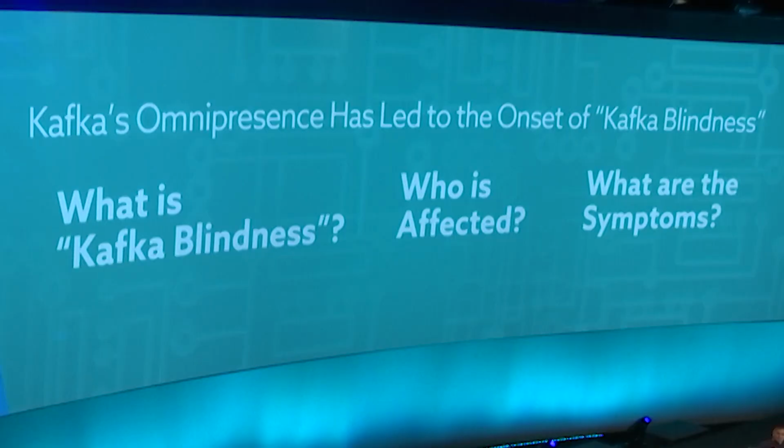But the common pattern that you see is Kafka is everywhere. Right? It starts at the edge producing data to the IoT ingress gateways, to the data movement, and all the way to the streaming analytics. Right? And what we're seeing is this omnipresence of Kafka. Kafka being everywhere, it's leading to what we call Kafka blindness.